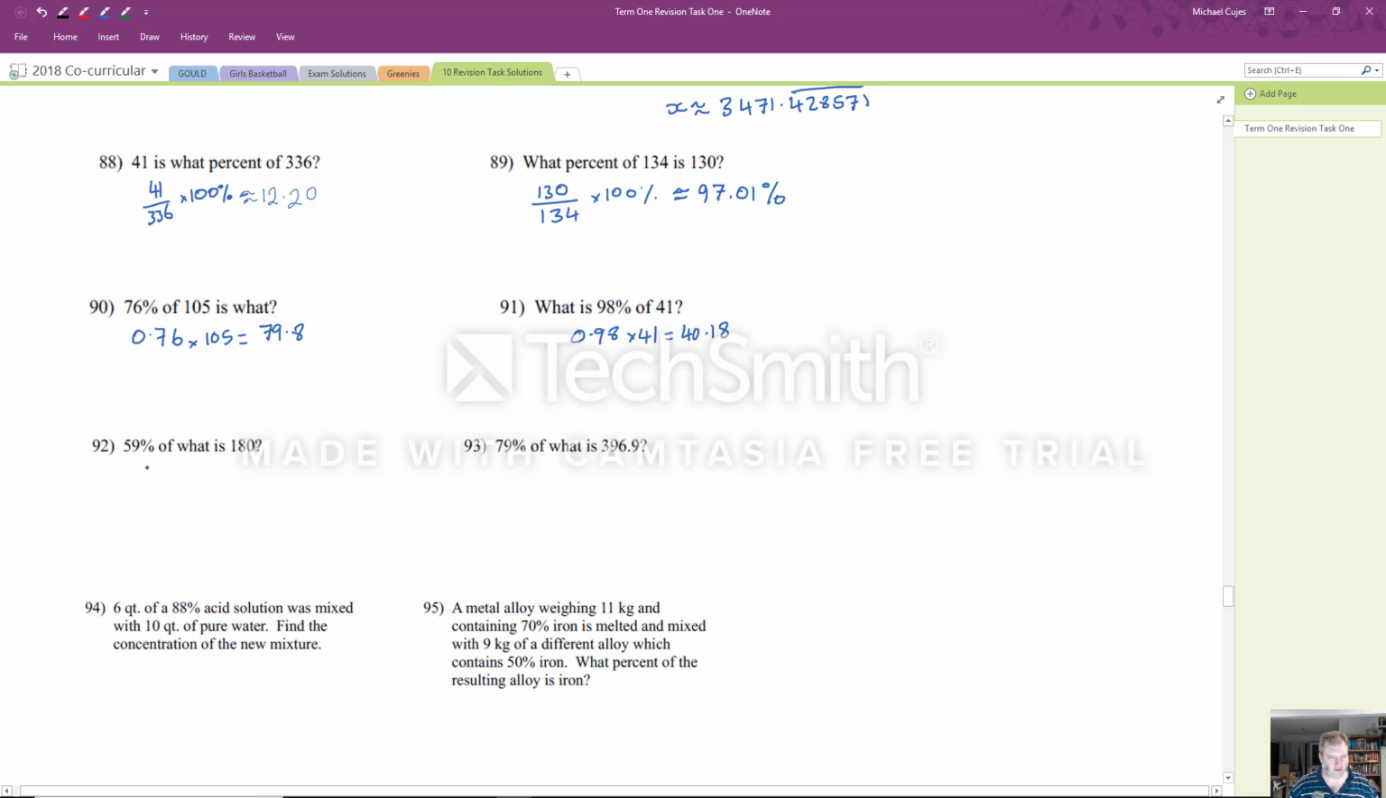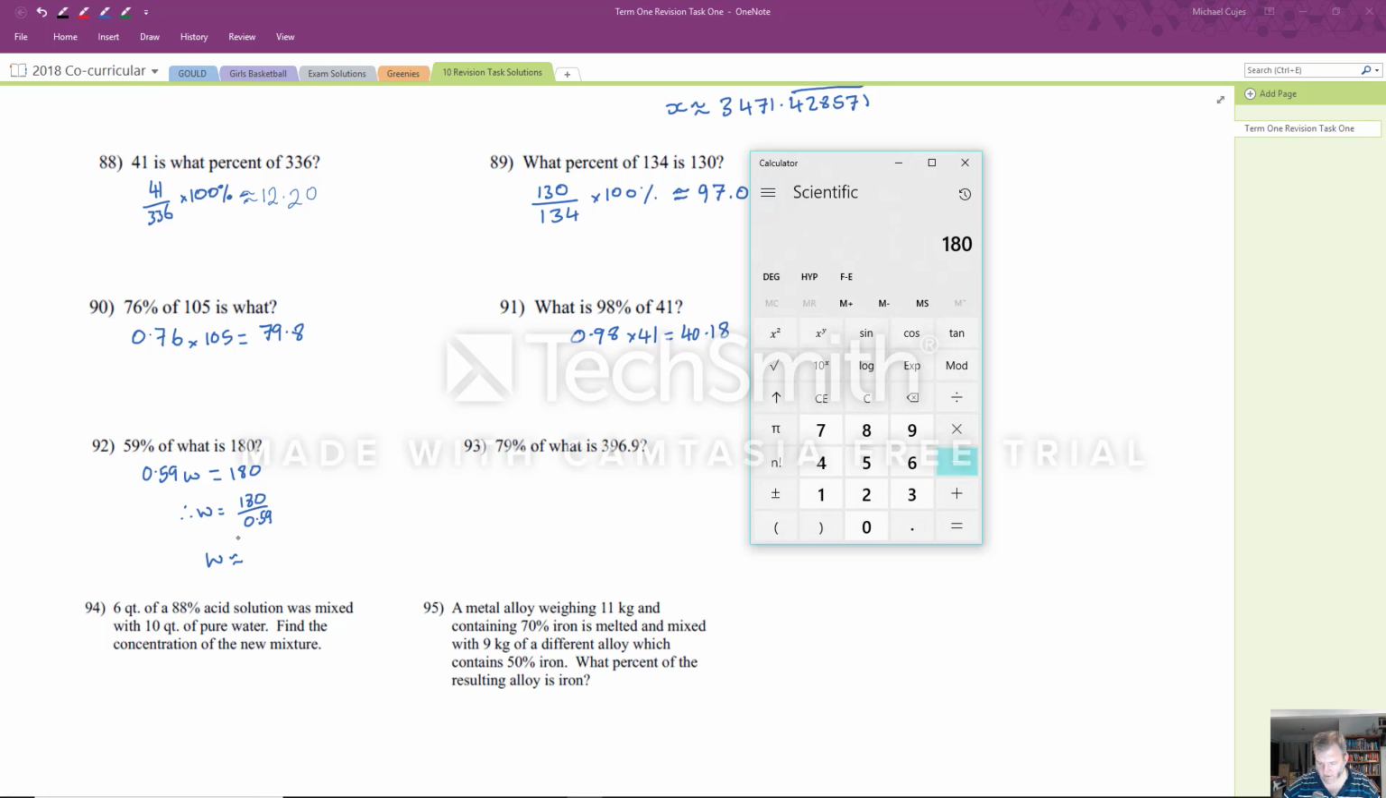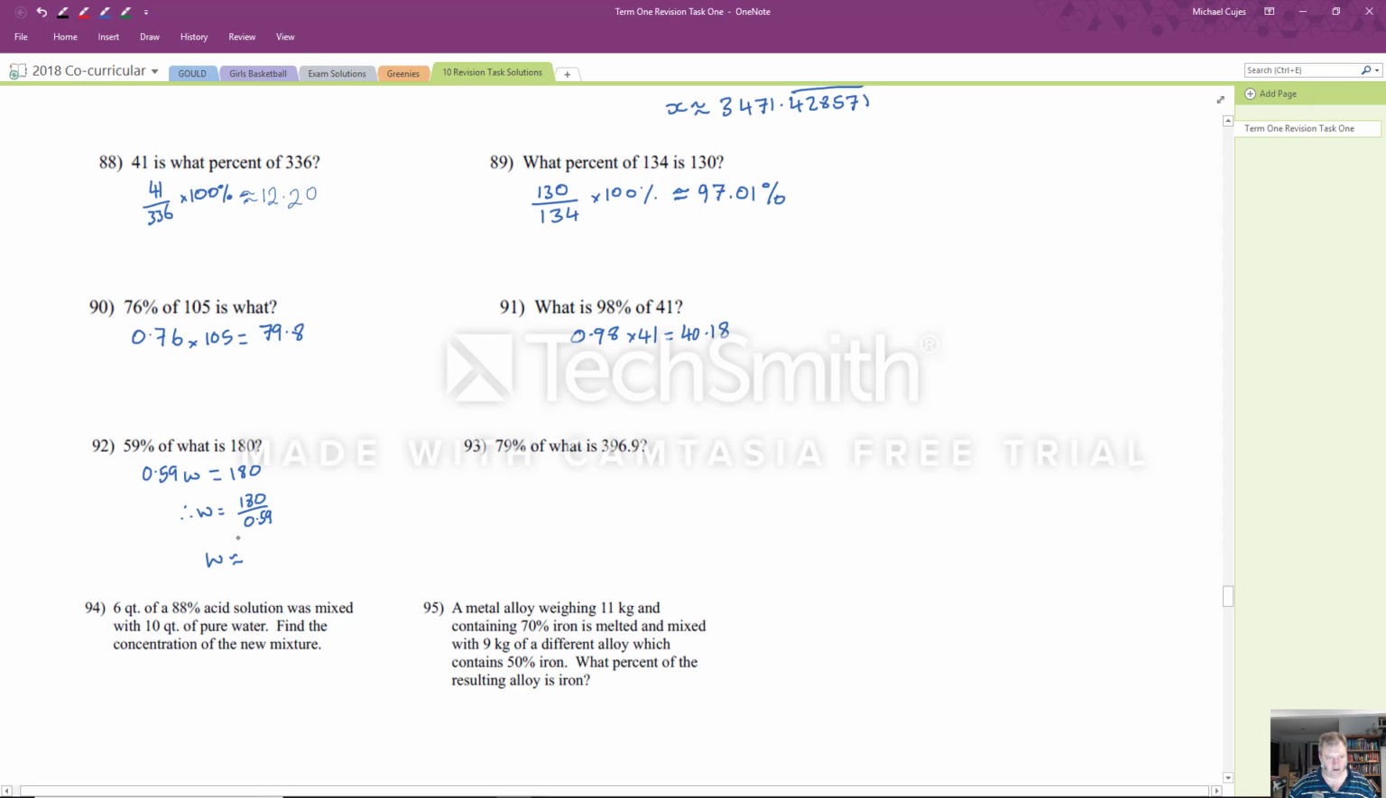I bet you're enjoying these. 59% of what is 180? So that's 0.59 of what. Let's use W for what, seeing as though they keep saying what. Equals 180. So W is going to be 180 divided by 0.59. 180 divided by 0.59. 305.08.